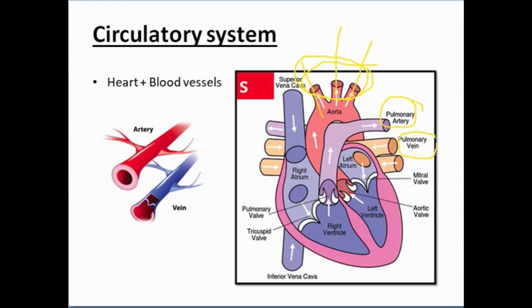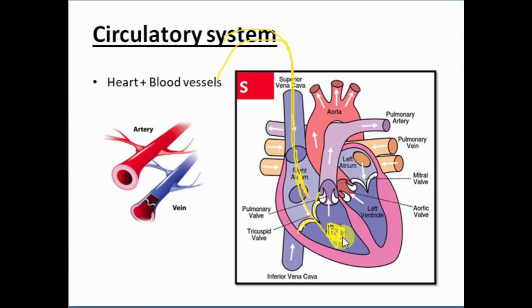Now we'll again study the entire process of how our heart functions. First, the deoxygenated blood will enter through the superior vena cava into the right atrium. Then these tricuspid valves will open. They will allow the flow of blood to the right ventricle.